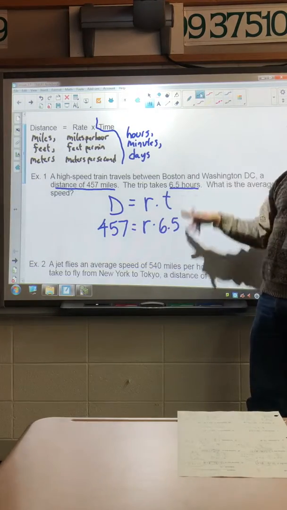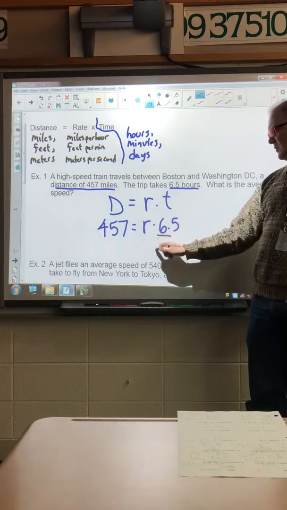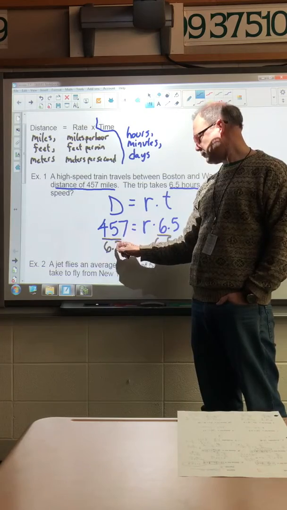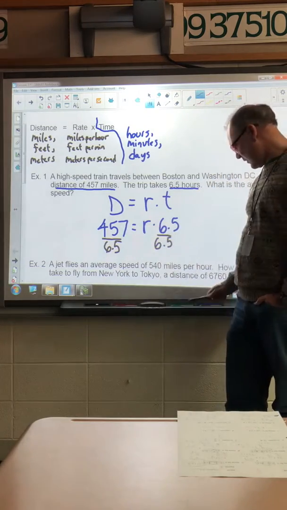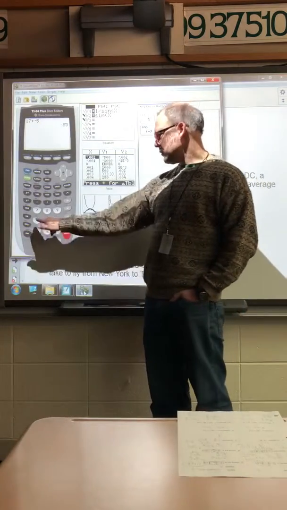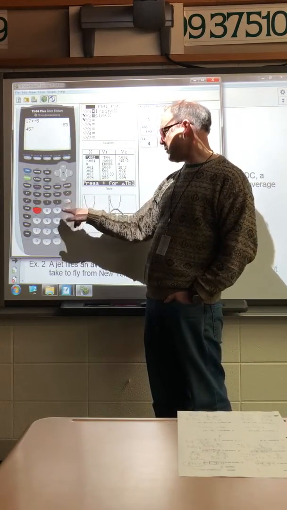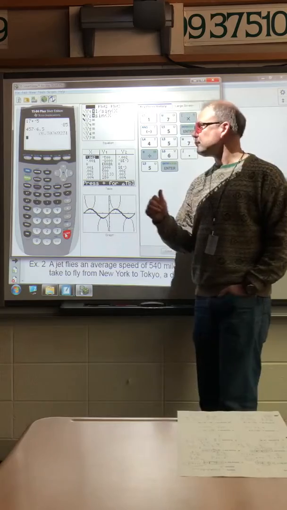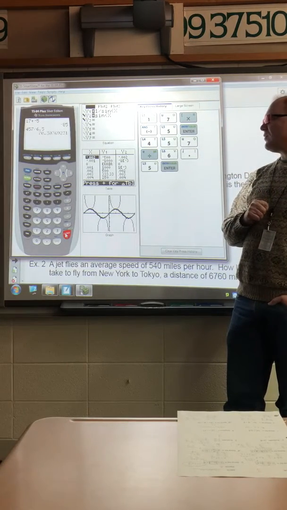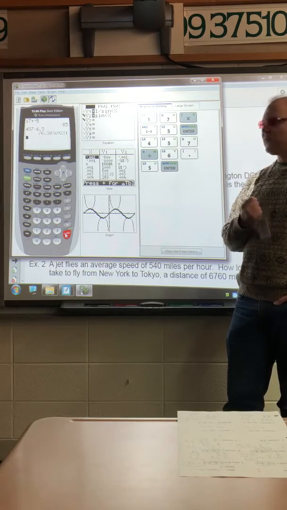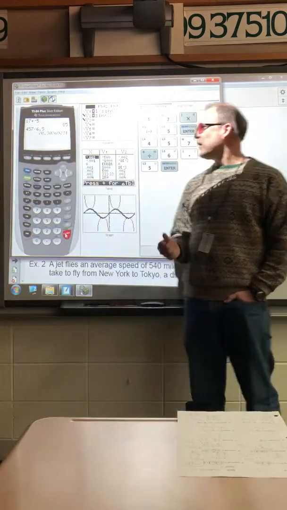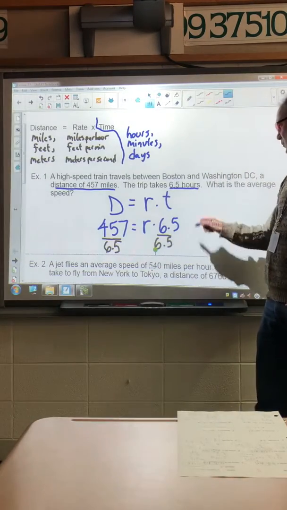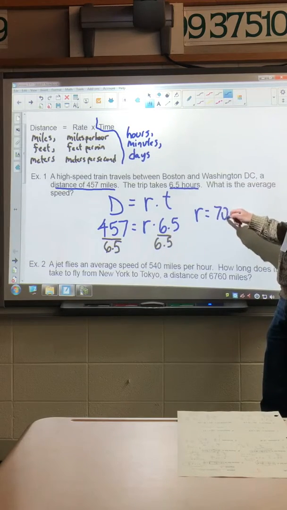So to solve that, this is multiplication, so we would divide by 6.5. 457 divided by 6.5. Okay, so we might get some decimal answers for these, that's okay. So I would say about 70.3 miles per hour. So the rate equals 70.3.